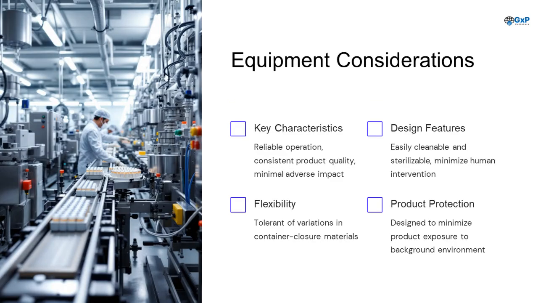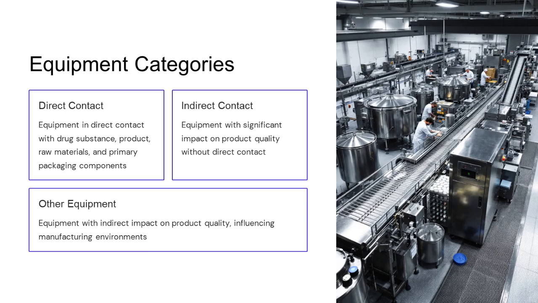Key considerations for equipment in sterile manufacturing include reliable operation, consistent product quality, and minimal adverse impact. Design features should ensure easy cleaning and sterilization, while flexibility and product protection are also important factors. Equipment in sterile manufacturing can be categorized into direct contact, indirect contact, and other equipment. Direct contact equipment interacts with the product, while indirect contact equipment impacts product quality without direct contact. Other equipment influences the manufacturing environment.